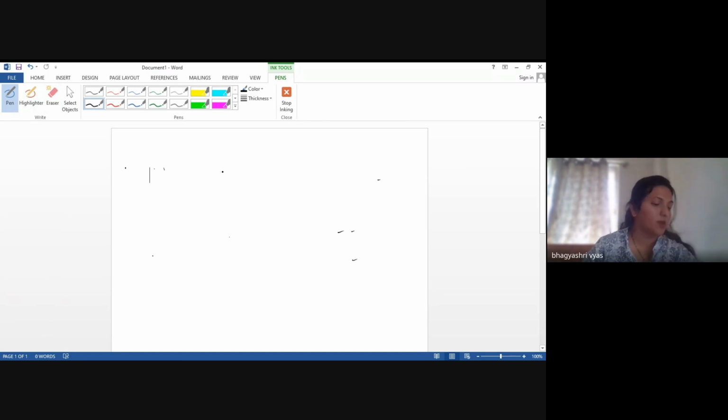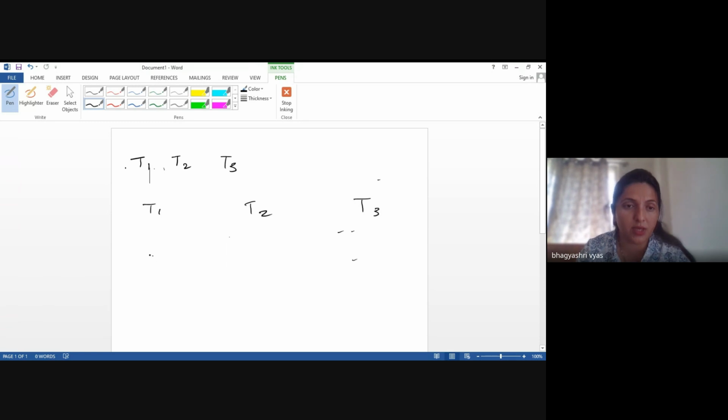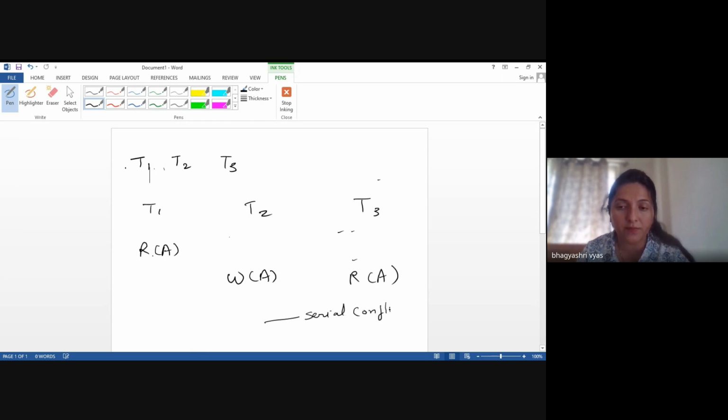Suppose we are having three transactions, T1, T2, and T3. T3 is having read A, then T2 is having write A, then again T3 is having read A. Can I say that this is having a serial conflict? Yes or no?